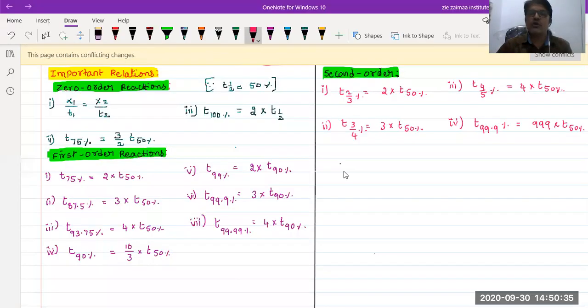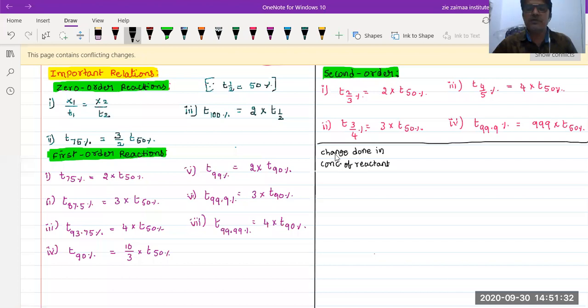Okay, and the next topic, I think I've already explained in my previous classes, but once again I will repeat it. Suppose the concentration of a reactant increases or decreases, how much the rate changes. I've already explained, so let us go through it one more time. Okay.